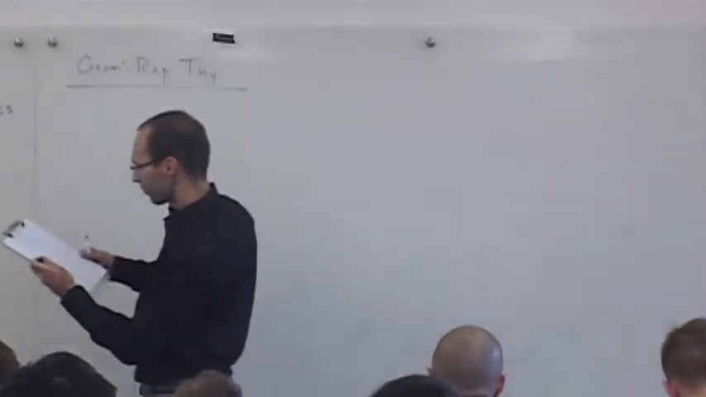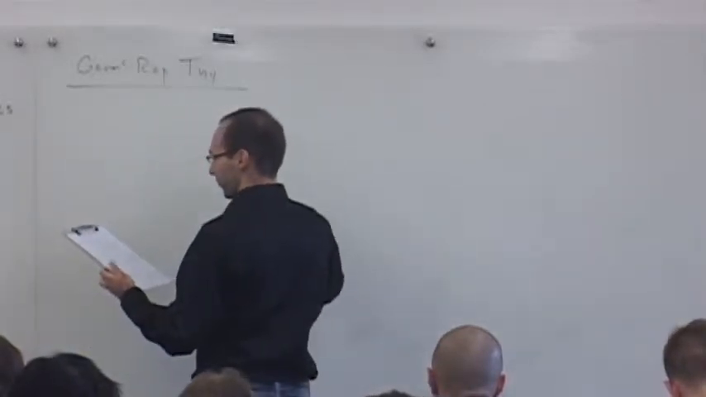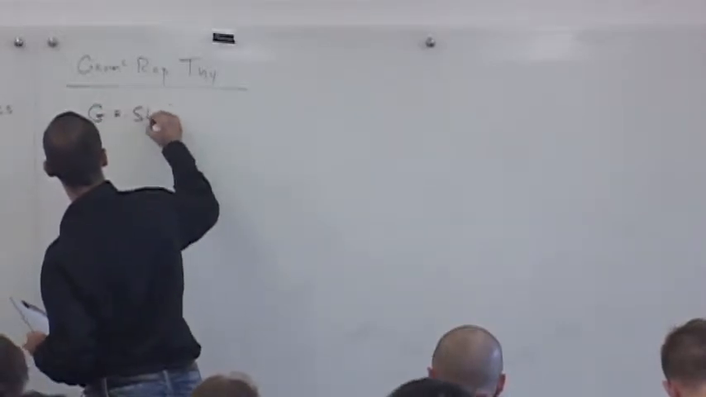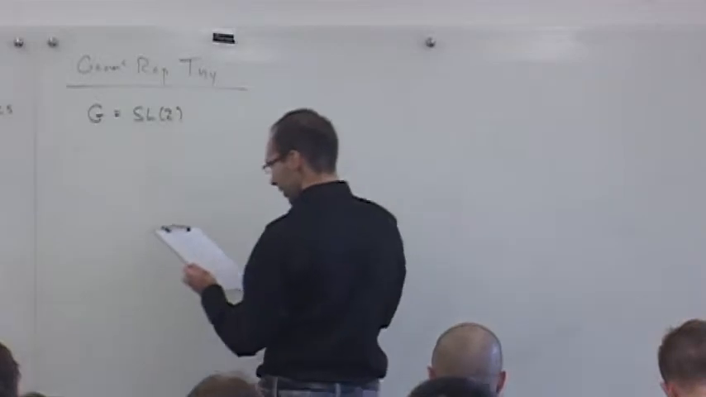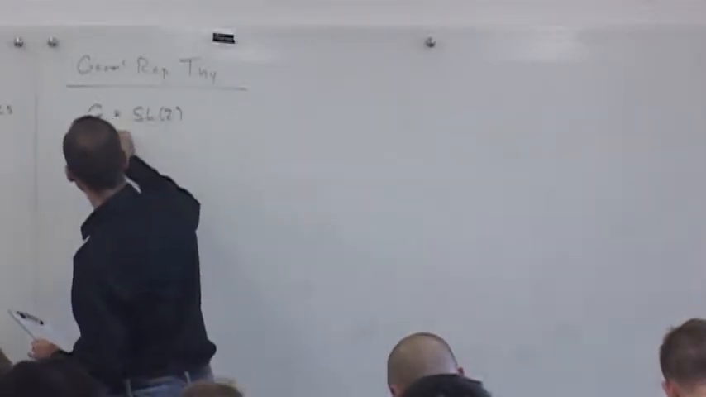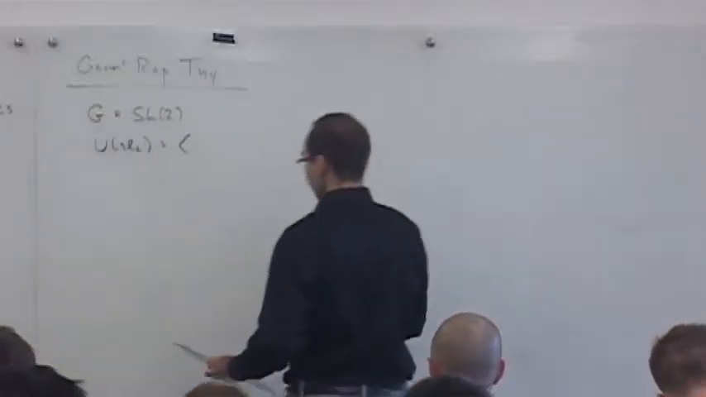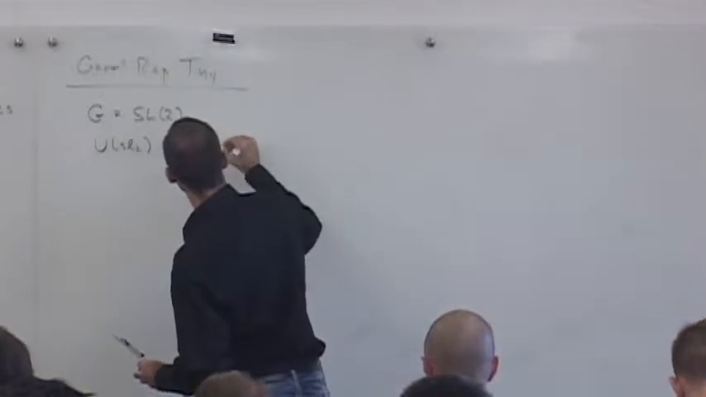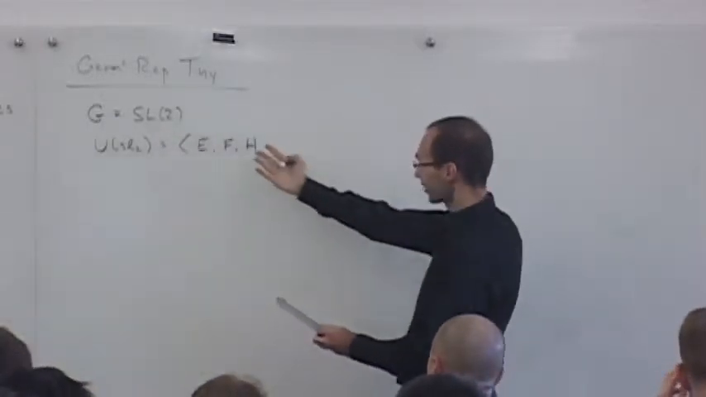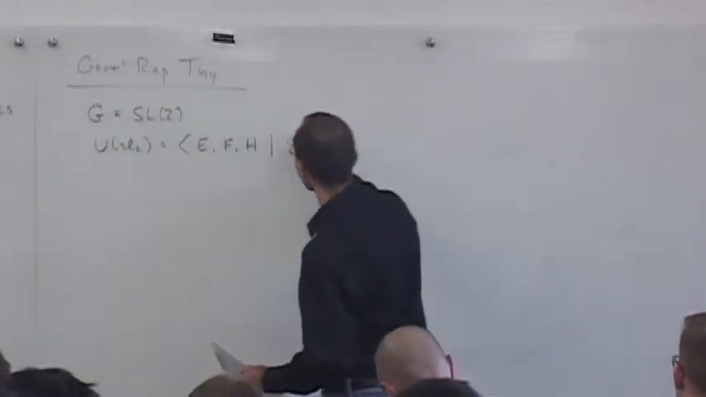So let me begin with the SL2 example. So let me take my group G to be SL2, and recall that the enveloping algebra of SL2 is generated by three generators, E, F and H, subject to the SL2 commutation relations.